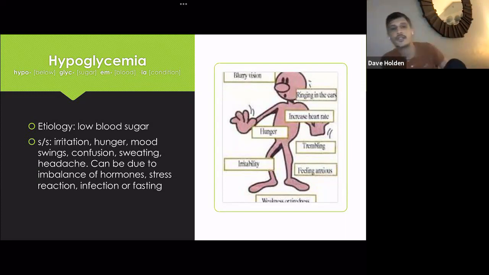All right, next condition. Well, first, any questions about diabetes? Cool. All right, next condition, hypoglycemia.